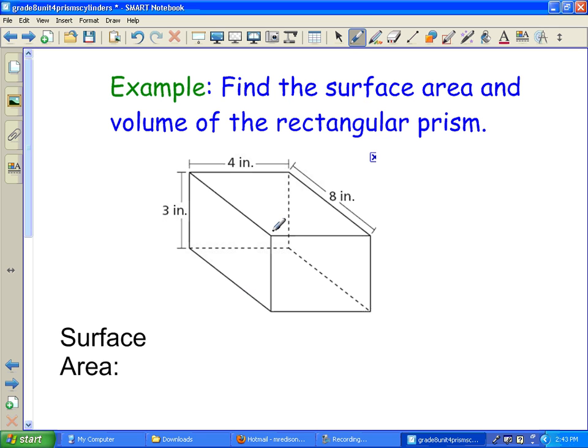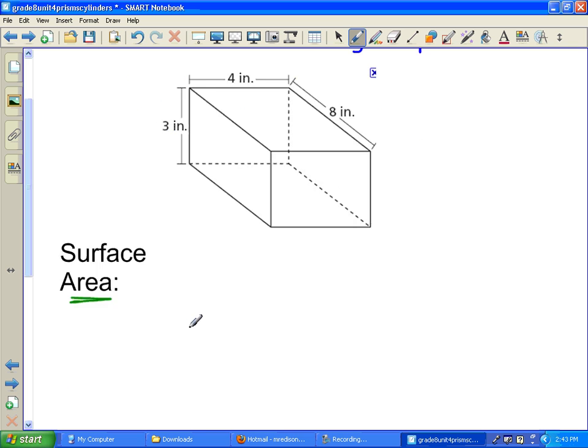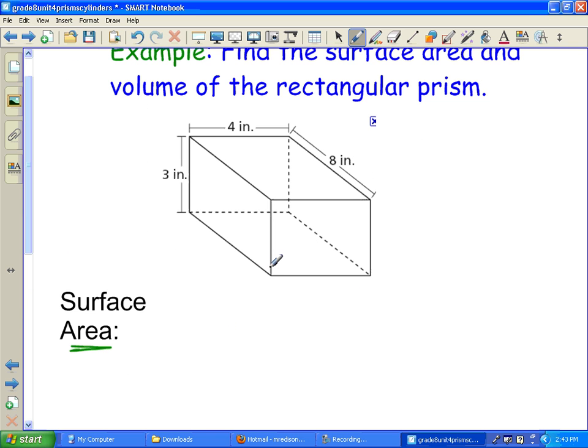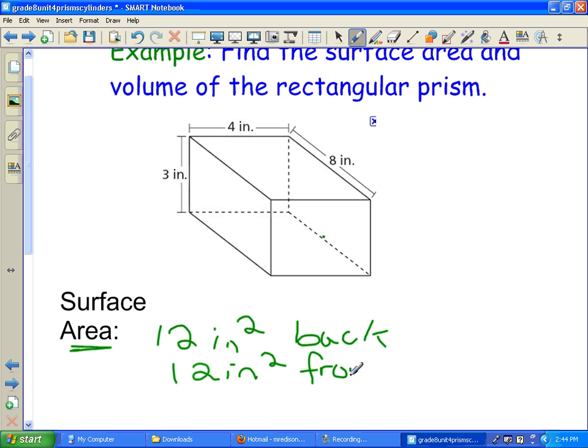So here we go. We've got this one here with surface area. We're going to calculate that first, and then we're going to do the volume. Surface area being the hardest one. So let's do the front and the back first. The area of the back is going to be length times width, 3 inches times 4, which is 12 inches squared for the back. So it's going to be 12 inches squared for the front.